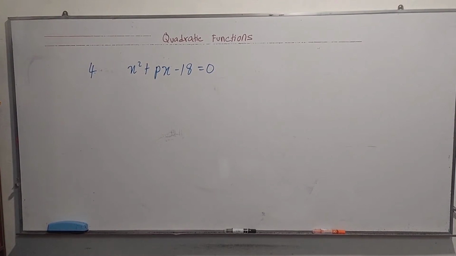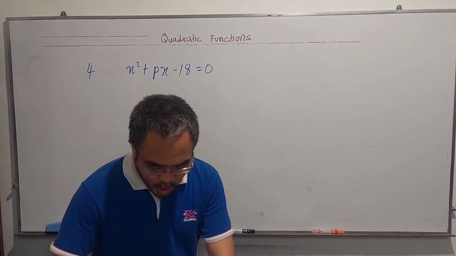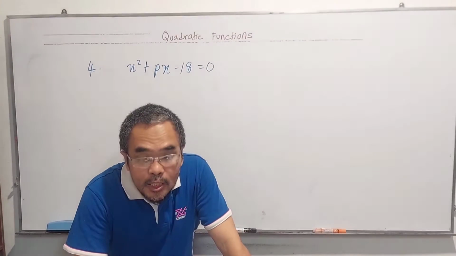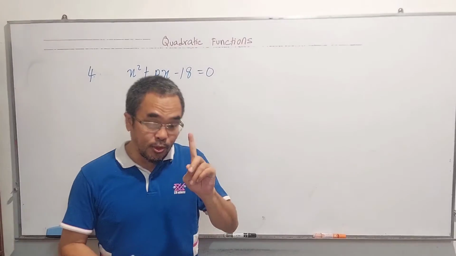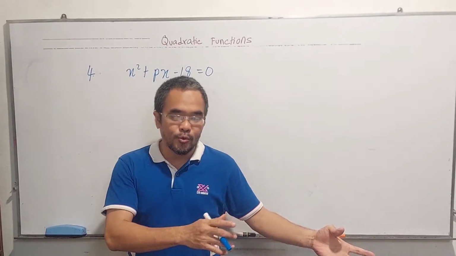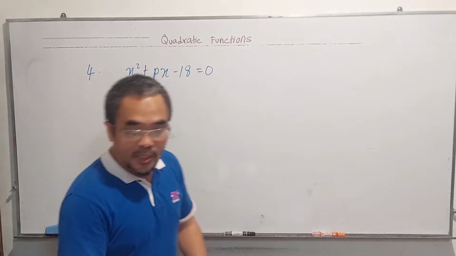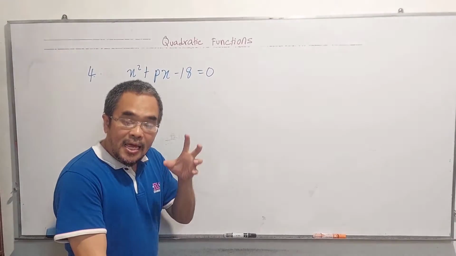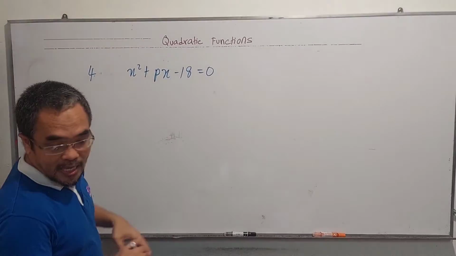Okay, so question number 4. Given one of the roots of the quadratic equation x squared plus px minus 18 equals 0 is 2. One of the roots is 2. Whether they give you two values of the root or one value, what you can do with the one value or the two values, you just replace x, because the root is the value of x. So you just replace x here with 2.